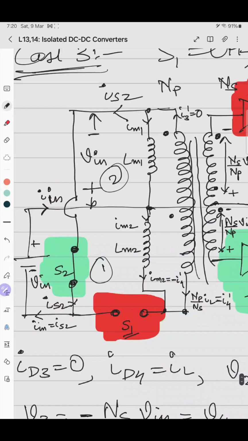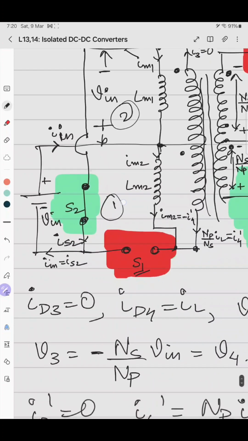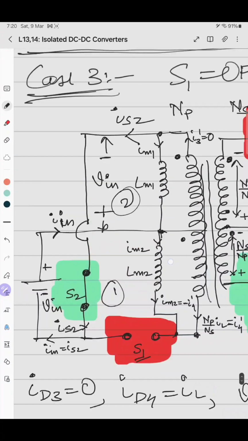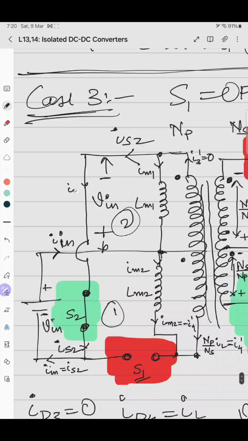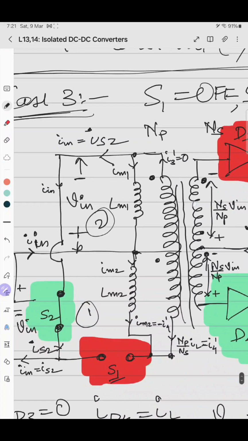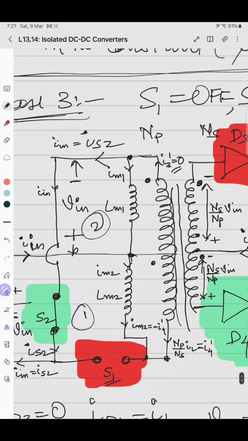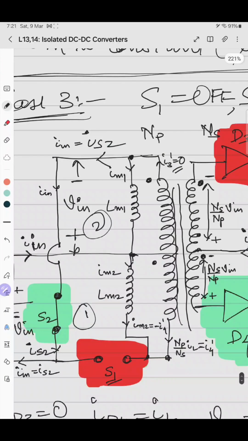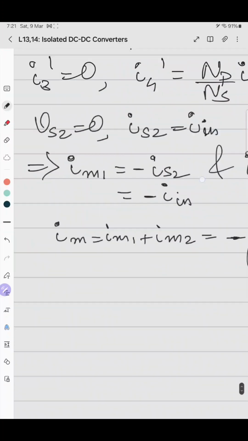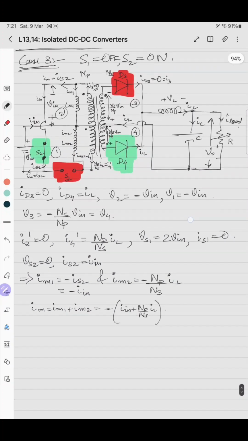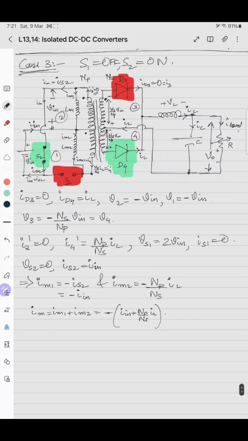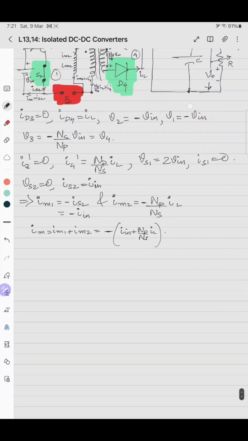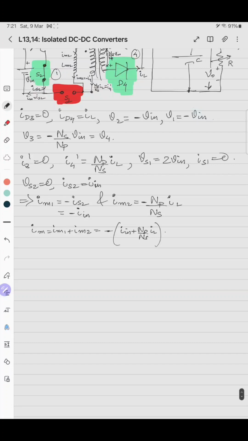Similarly, in the primary top winding, as we know that I in equals IS2, means this current is I in. IS2 equals I in. So if we apply that, and I3 dash is 0, IS2 is equal to IM1. So IM1 is I in. Then the overall magnetizing branch current, IM1 is minus of I in. So the overall magnetizing branch current is IM1 plus IM2, that is minus of I in minus of NP by NS into IL. That is negative. So in this case, the core is demagnetized.